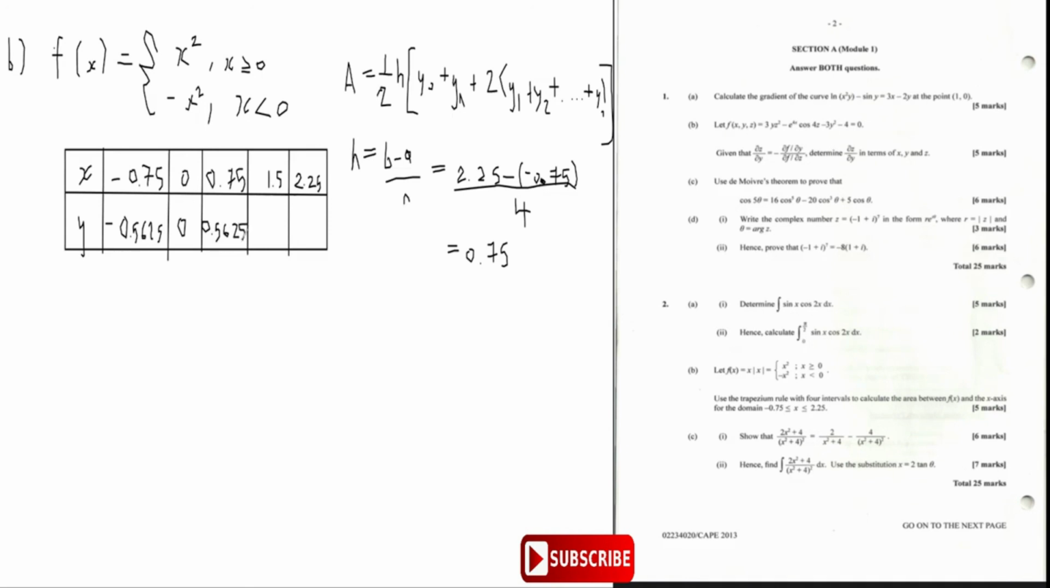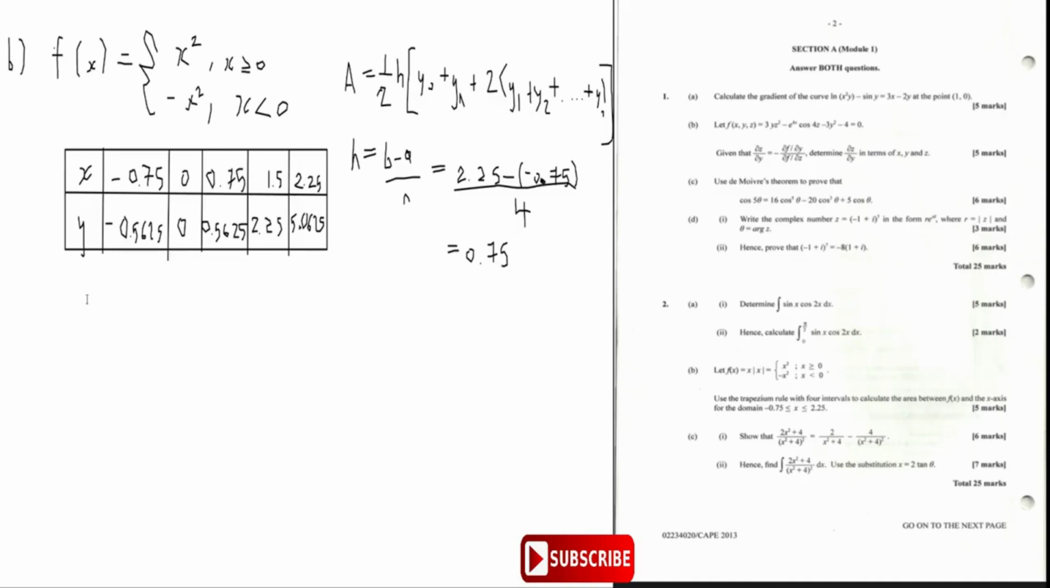Then you put in 1.5 squared. 1.5 squared is 2.25, I believe. Yes, 2.25. Then you put in 2.25 squared, and so 2.25 squared is 5.0625. All right, nice and easy.